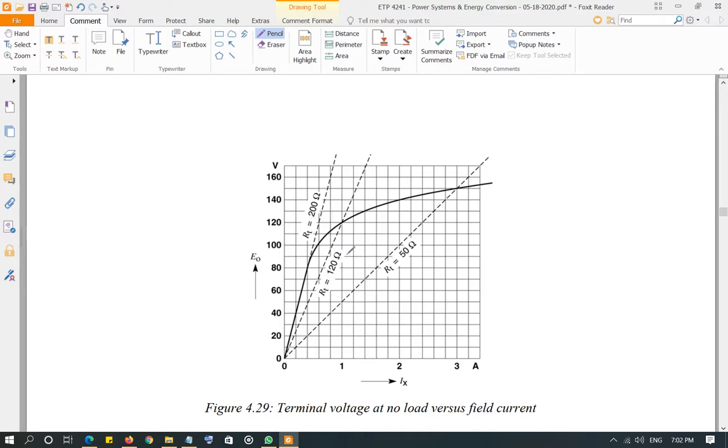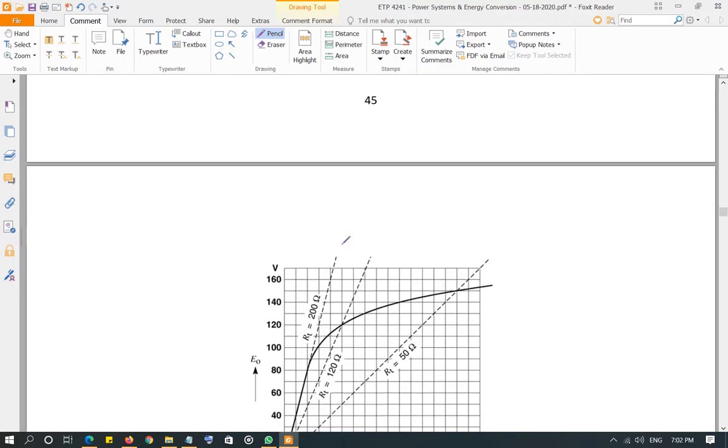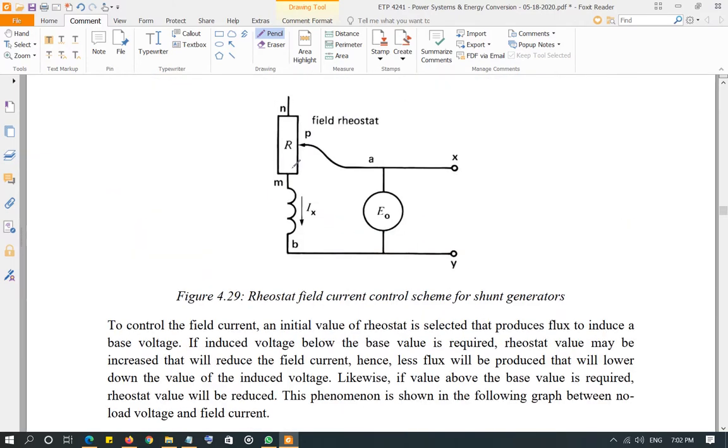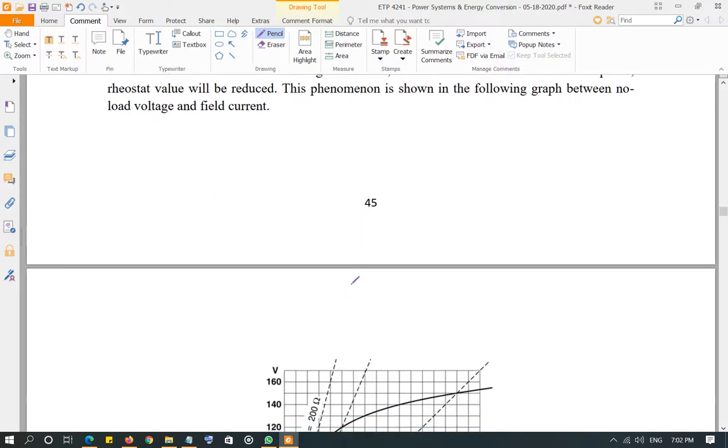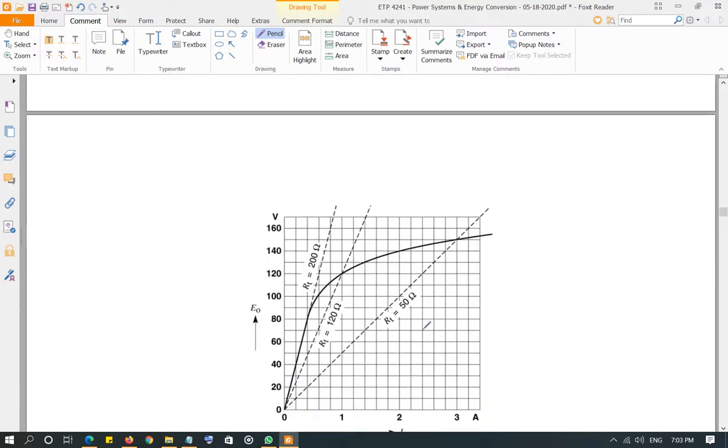Now if you want to generate higher than that, you reduce the external resistor below the base value, which was 120 ohm. So let's say you go to 50 ohm, and then the slope of this line becomes lesser. Basically you're putting more current in the field, which will produce more flux, and that will result in higher voltage. So this will be the voltage, 150 volt.